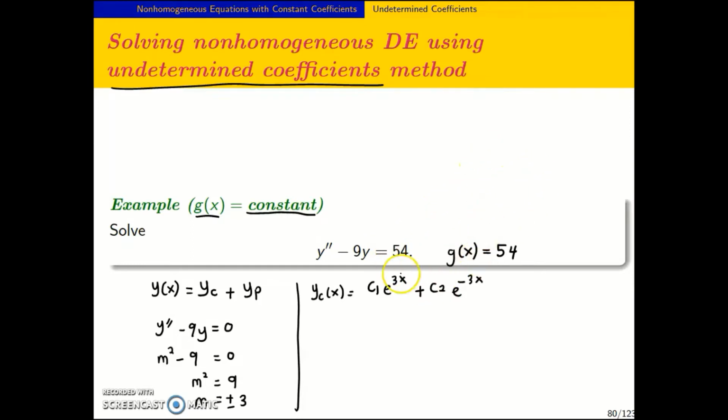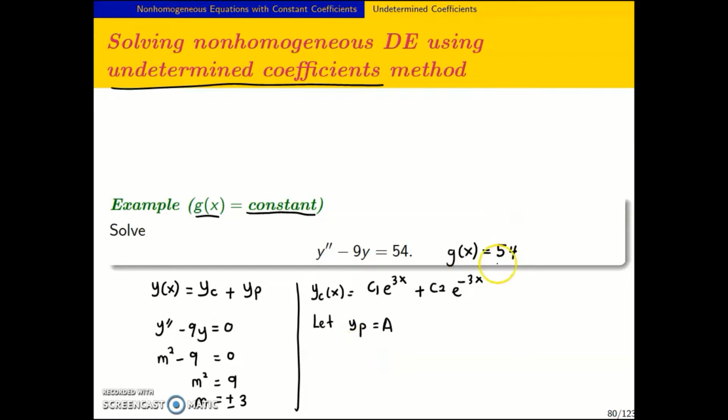Now we want to find yp. yp is the one we need to find. Because g(x) is constant, we can let yp equal A.